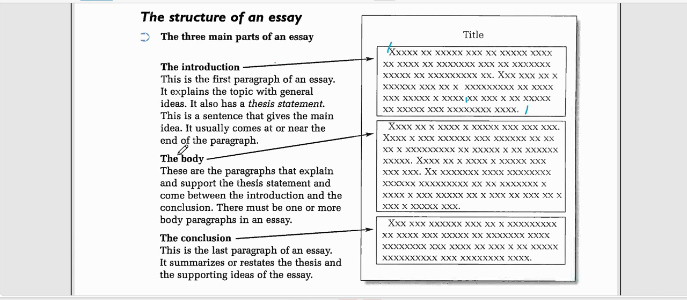Okay, so the body paragraph. As we had in the definition, an essay can include 2 or 3 paragraphs. So the body paragraph is usually 1, 2, or 3. That's okay. We can have 2 body paragraphs, 1 body paragraph, or 3 body paragraphs. No problem for that. The body paragraphs explain and support the thesis statement and come between the introduction and the conclusion. There must be 1 or more body paragraphs in an essay.